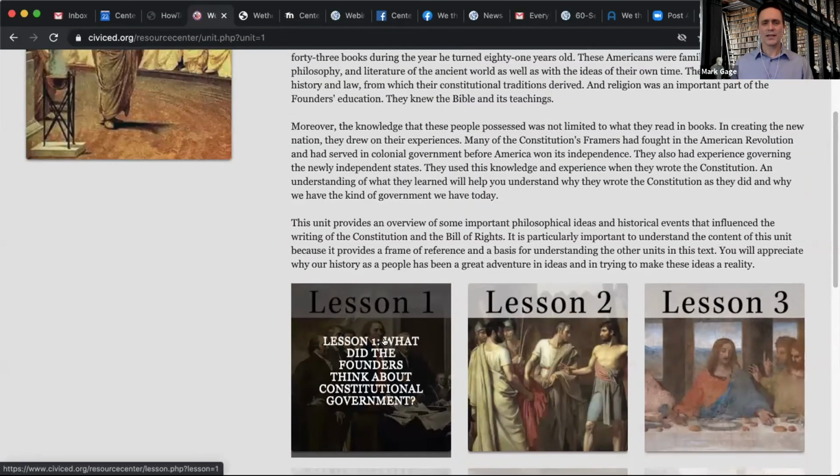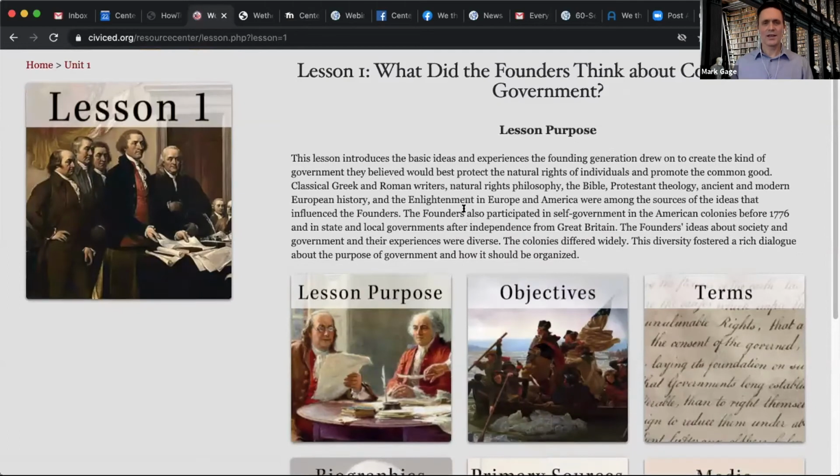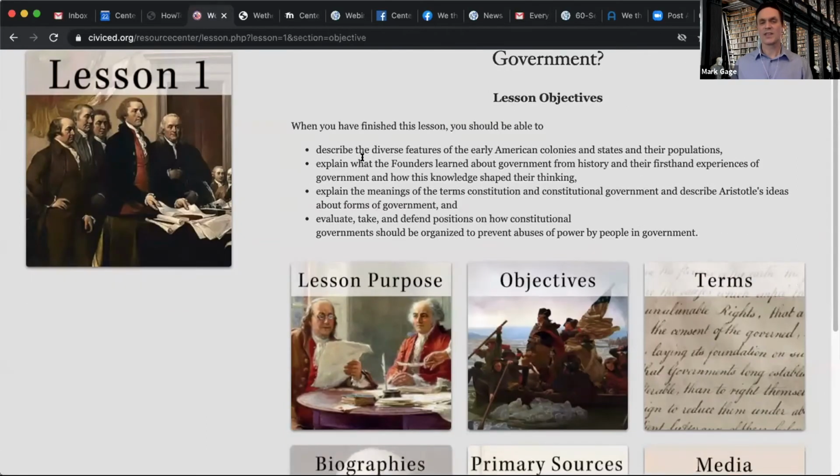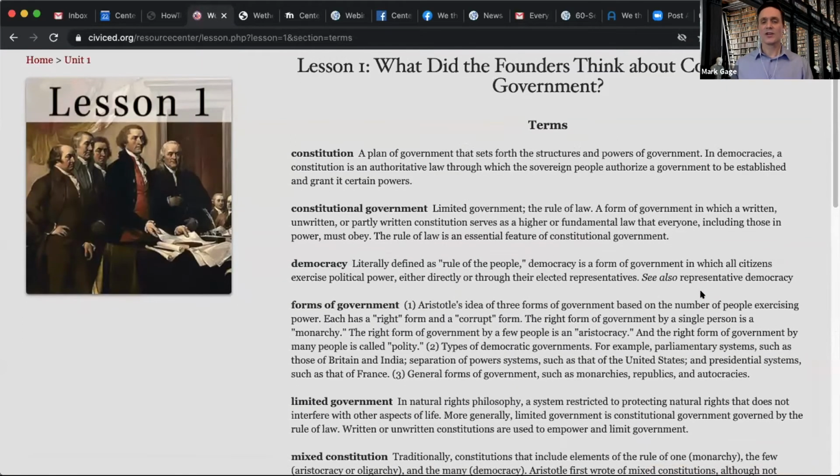If we go into lesson 1, we will see it starts out with the lesson purpose. So what you can do with this website is, if you're introducing the lesson to the kids, you can broadcast this on your screen, and you'll see a number of things: the lesson purpose, the objectives. Click on the objectives, and these match exactly the objectives in the book and the lesson purpose and everything.